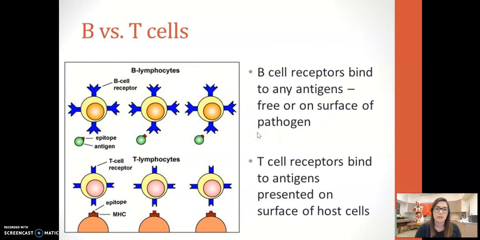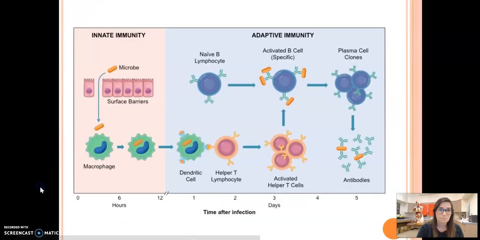Another quick comparison, B cells and T cells. B cell receptors bind directly to the antigen, which is a protein on the surface of the pathogen. T cell receptors bind to the antigens present on the surface of the host cells. So again, these are the B cells here. These are the antigens. Here's a pathogen. So the antibody binds directly to the antigen of the pathogen, whereas T cells bind to the antigen present on the host cell, so the cell that's infected with the pathogen.